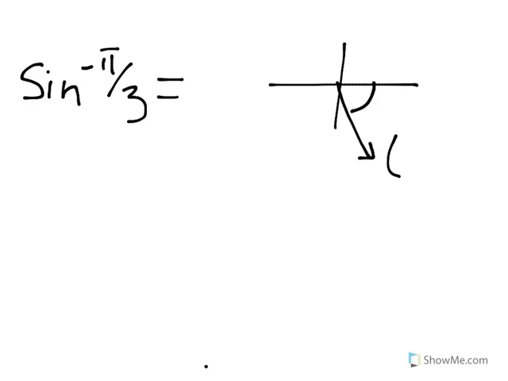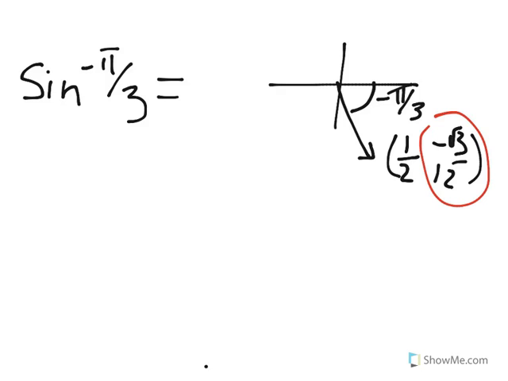Now we need to think about what the coordinates are for negative pi over 3. So our 60-degree angle becomes positive 1/2 and then negative square root 3 over 2. And just reminding that the sine is always the y coordinate here. So negative square root 3 over 2 is the sine of negative pi over 3. Okay, let's look at another example.